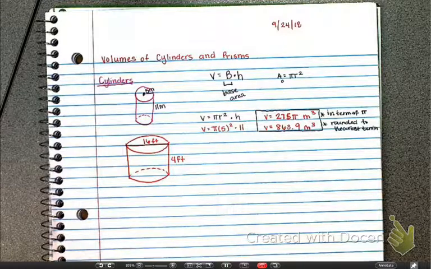Okay, so here's your cylinder. I would like you to find the volume of that cylinder in terms of pi and rounded to the nearest 10. Okay?